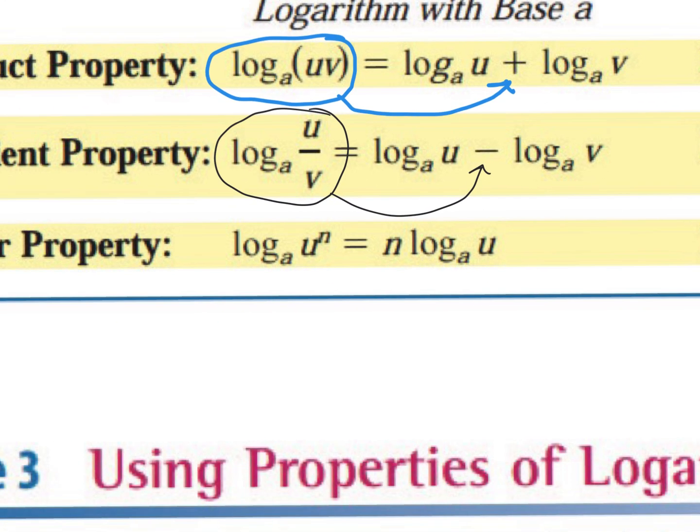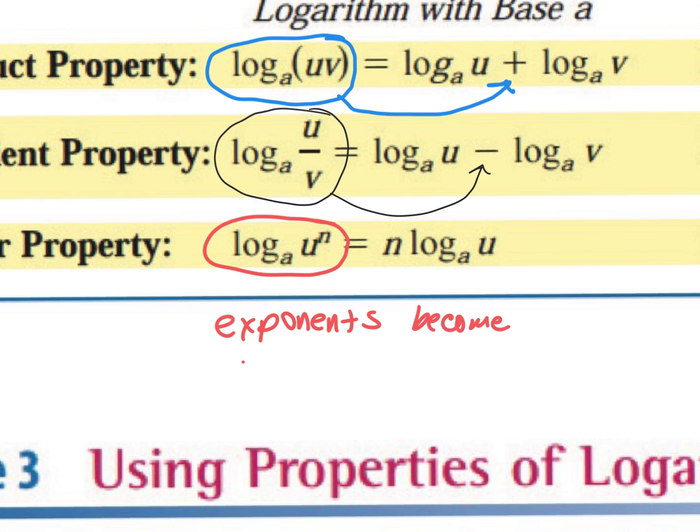Okay? And then your product property. I want you guys to notice this. What's going on here? I have u to the n power. And then where does the n go? When you pull it apart, where does the n go? To the front. So your exponents become coefficients.